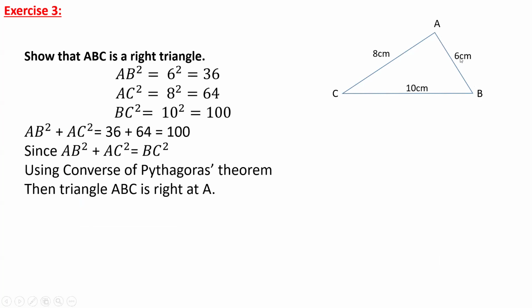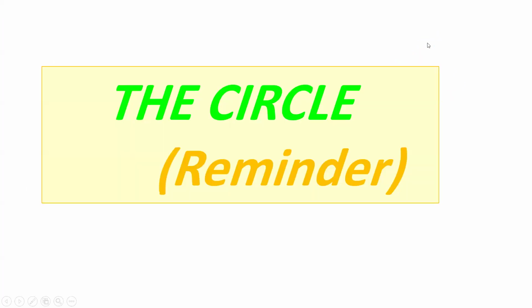AB square, which is 6 square, is equal to 36. AC square, 8 square, equal to 64. And BC square, which is 10 square, equal to 100. I keep the 100, which is the longest side, and I add the two small sides. So AB square plus AC square equals 36 plus 64 equals 100. Then it's equal to BC square. Using the converse of Pythagoras theorem, triangle ABC is right at A.